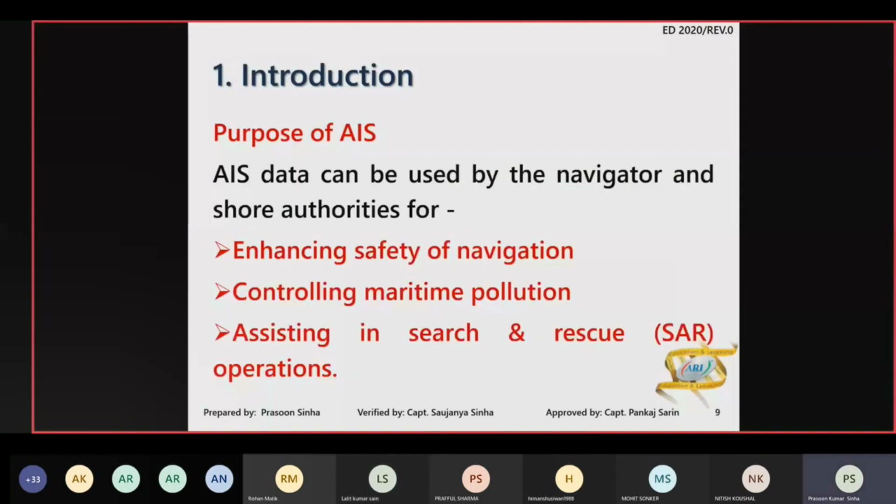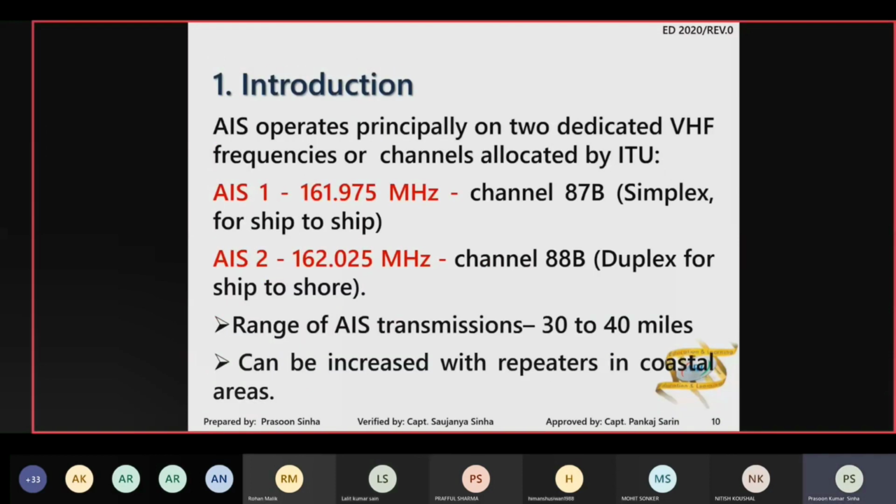So, components of AIS. The main purposes of AIS, you know already. Now coming direct to this. As we said, it is a VHF based system. ITU, International Telecommunication Union, has allocated 2 dedicated frequencies for use on AIS.